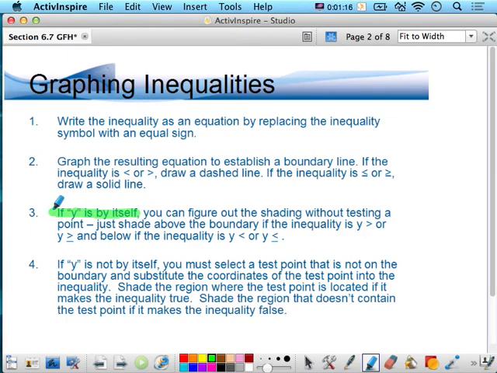If y is not by itself, you must select a test point, a point that is not on the boundary, and substitute the coordinates of the test point into the inequality to determine where to shade. Shade the region where the test point is located if it makes the inequality true, or shade the region that doesn't contain the test point if it makes the inequality false. In other words, shade where it's true, don't shade where it's false. So that's what you have to do if y is not by itself. You have to use a test point.